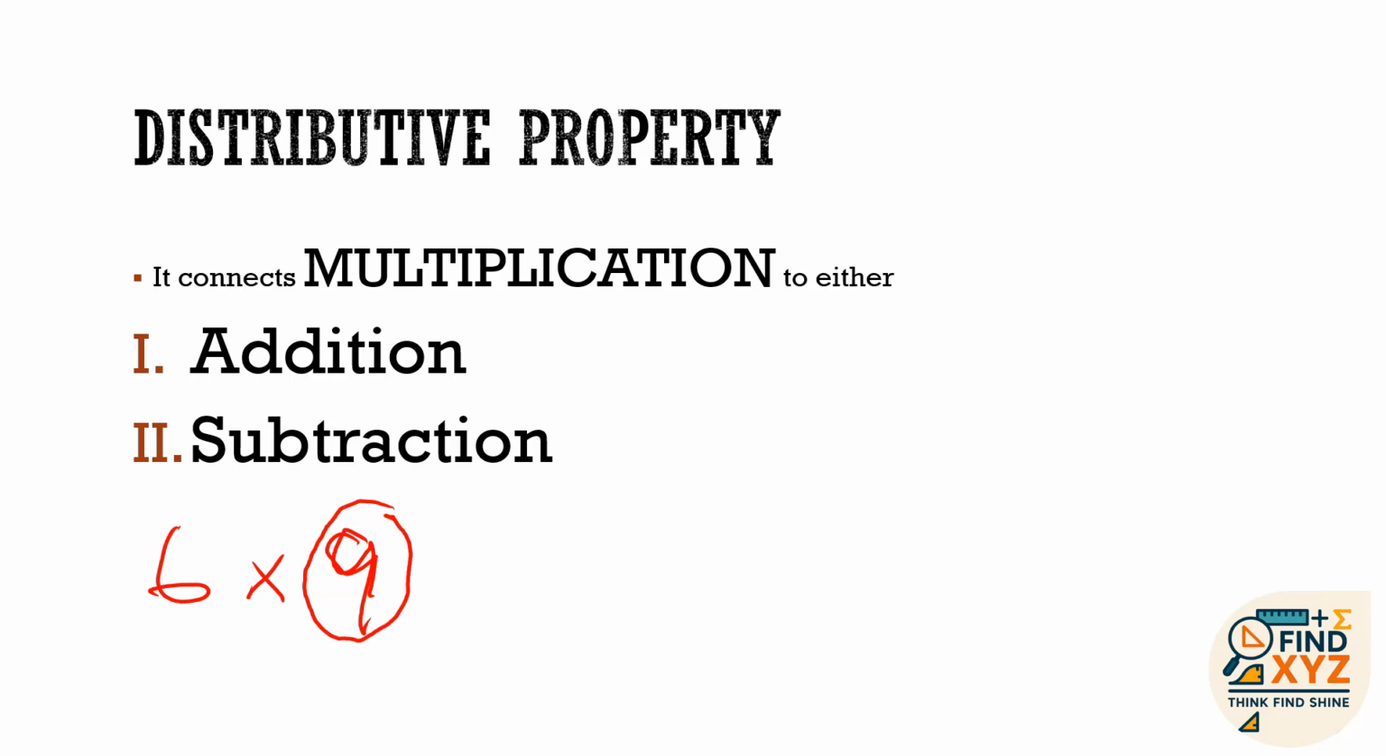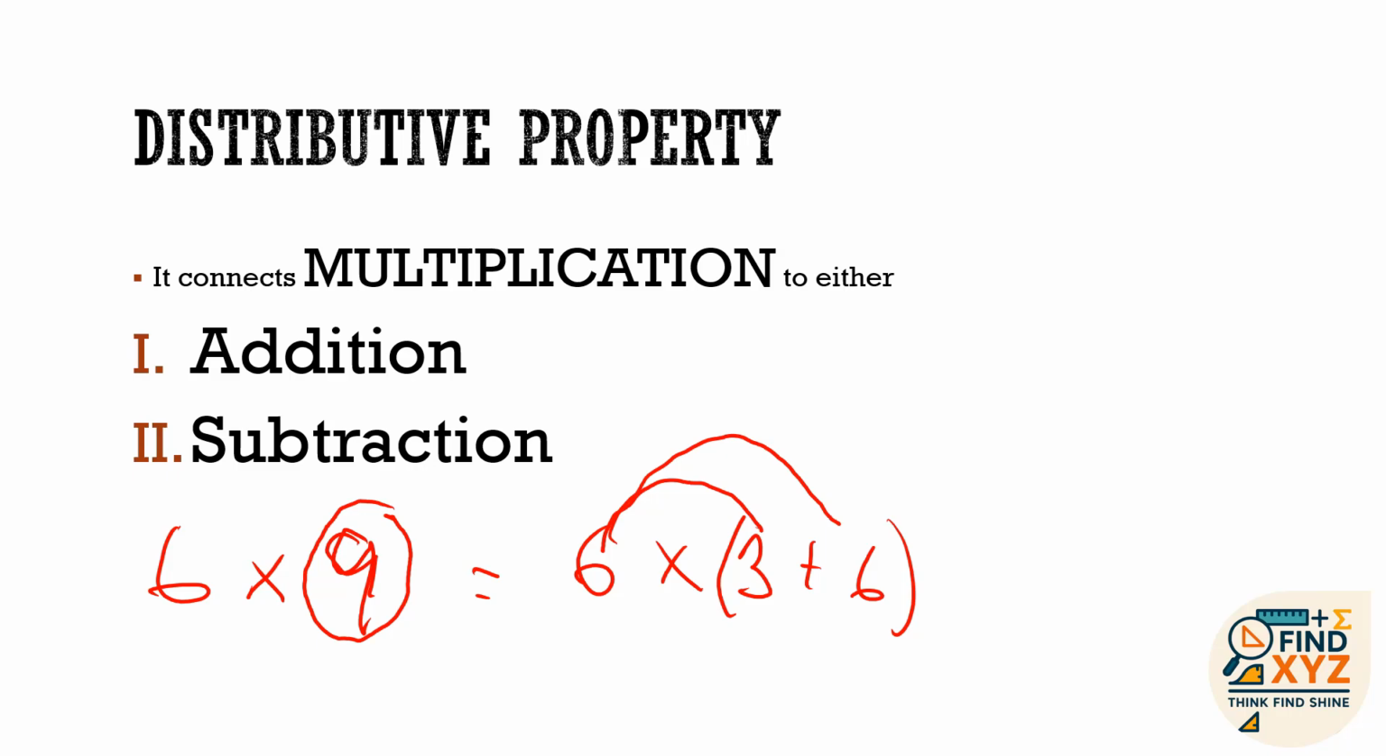So what 2 numbers can we add to get 9? So we can write this as 6 multiplying 3 plus 6, right? 3 plus 6 will give us 9. It's the same thing as 9. Then I will distribute this to these 2 numbers. So 6 times 3 will give us 18, plus 6 times 6 will give us 36. 18 plus 36 will give us 54.